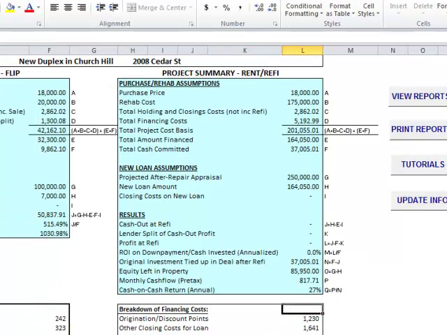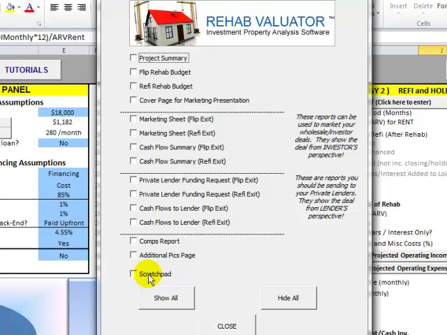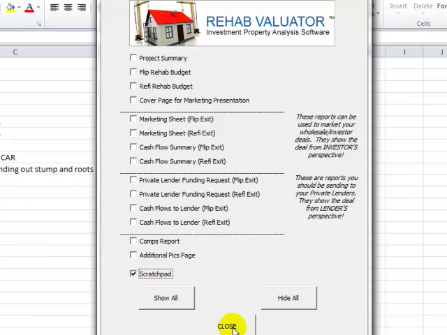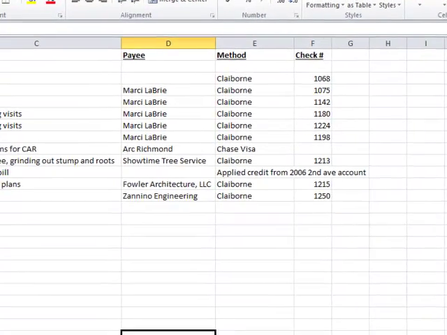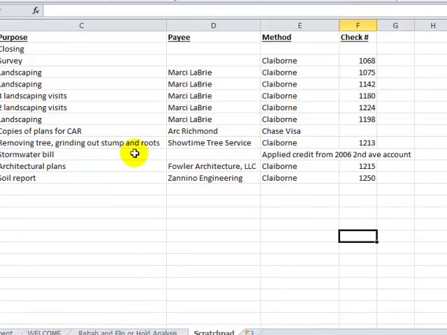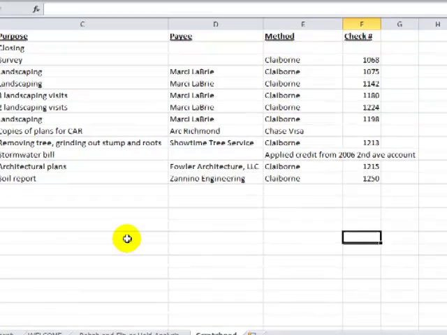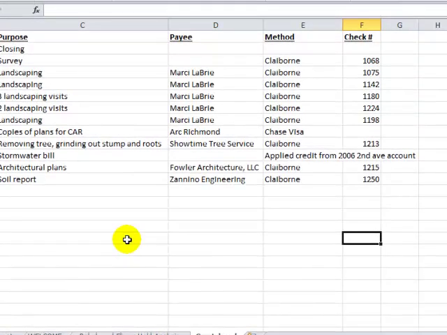And then one thing that I like to do is in the software, if I click on View Reports, I have something called Scratchpad. I have a bookkeeper, but I also use this to keep track of my costs as well, right? And Scratchpad is a blank sheet of paper that you can just fill out with whatever you want, right? It's in the software. And I like to keep track of my transactions. So originally when I bought this lot, I recorded it. And this is very simple.